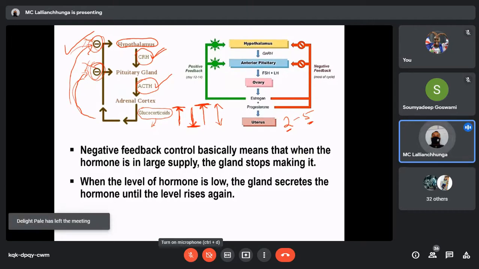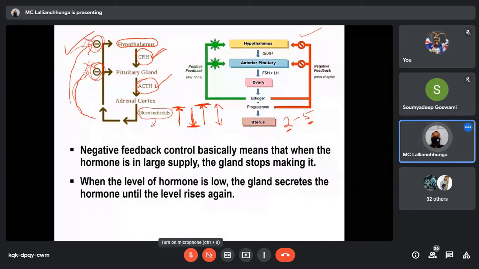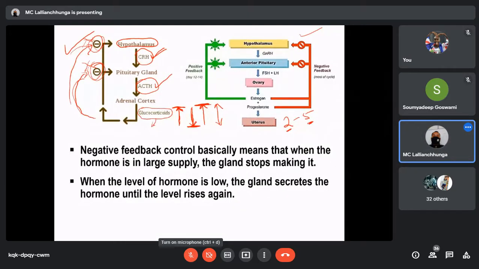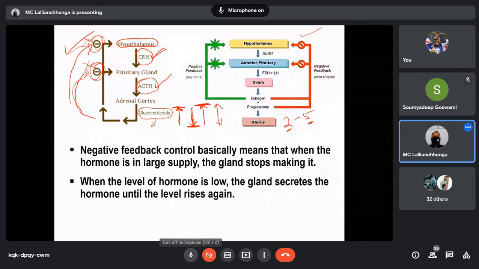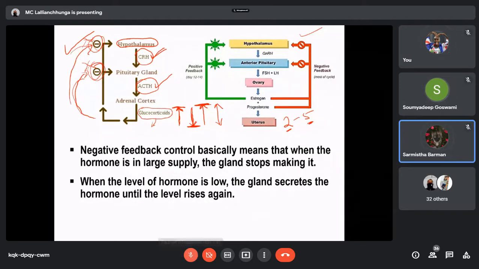Got my point now? The second diagram is the same thing, but here it is giving positive feedback, which we will not discuss. Now is it clear? Yes, sir.